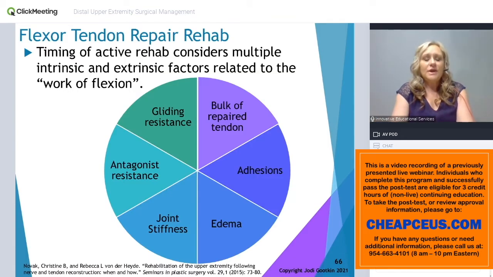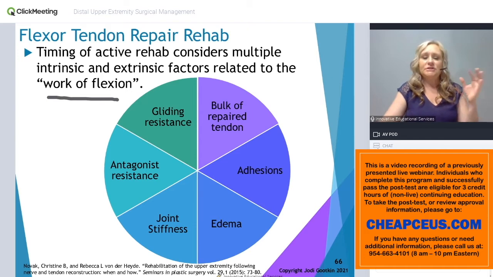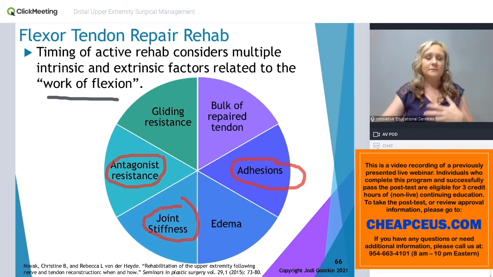When we look at rehab and when active motion can be performed, they consider the work of flexion. And this means that in addition to everything the physician considers during the surgical procedure, as healing is occurring and they're looking at starting to move and glide these different tendons, we want to make sure there are not any adhesions obstructing them. We don't want to have joint stiffness. The antagonist muscle also has to have appropriate length of it.